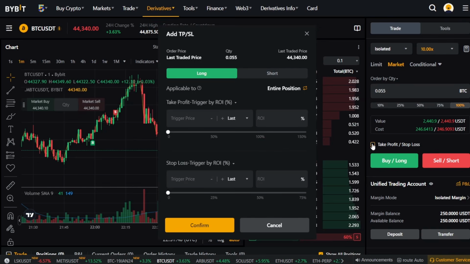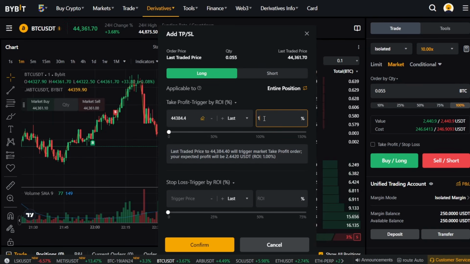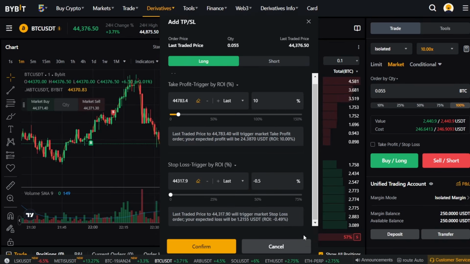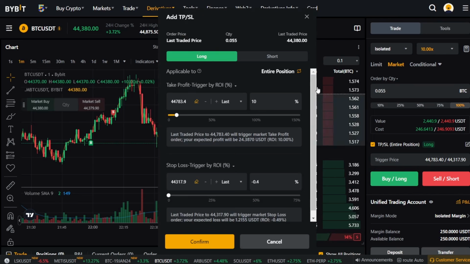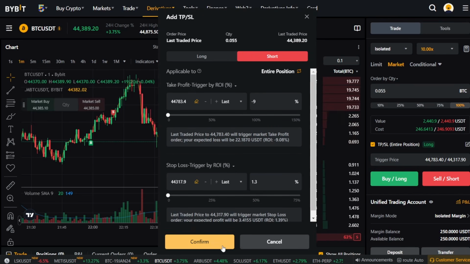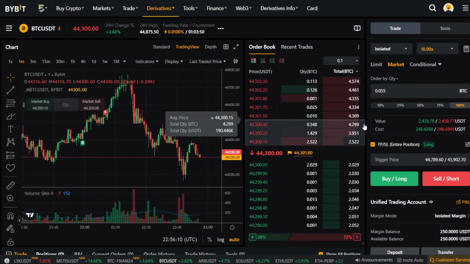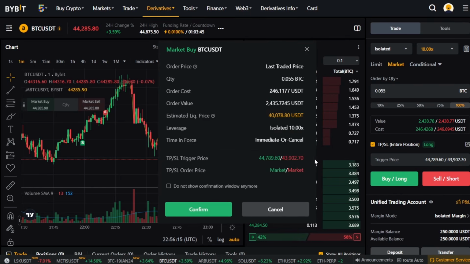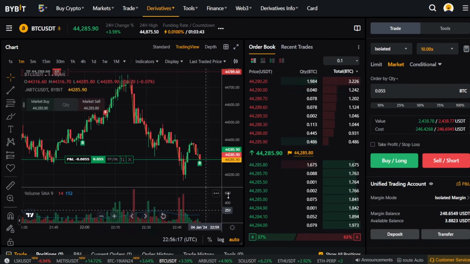Set the take profit and stop loss so you don't lose all your money. Set the prices or the percentages of this value. For example, 10% for the profit and 0.5% for the loss. I want to buy, so I set these values on the Buy tab. If you want to sell, do it on another tab. Then you can buy or sell the coin. Buying is also called long and selling is short. And now I just make a long position by clicking this green button.